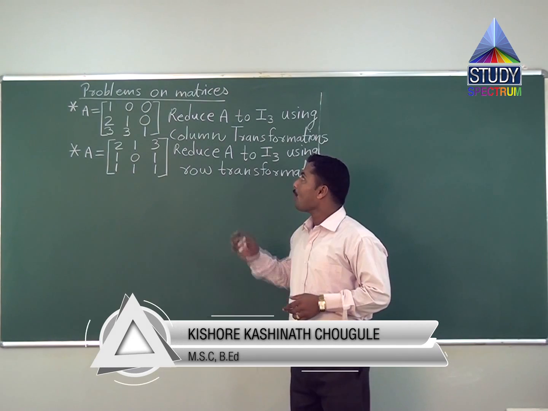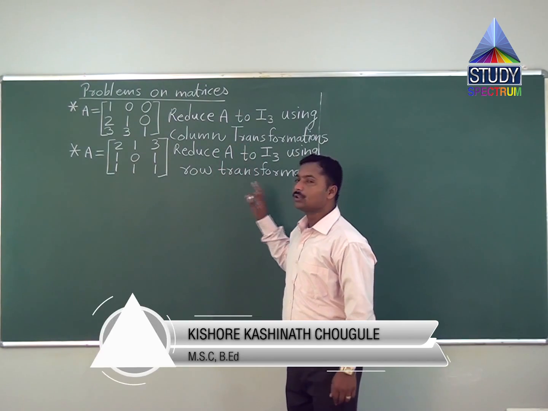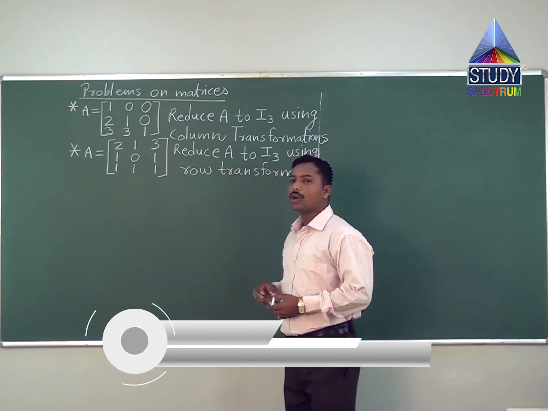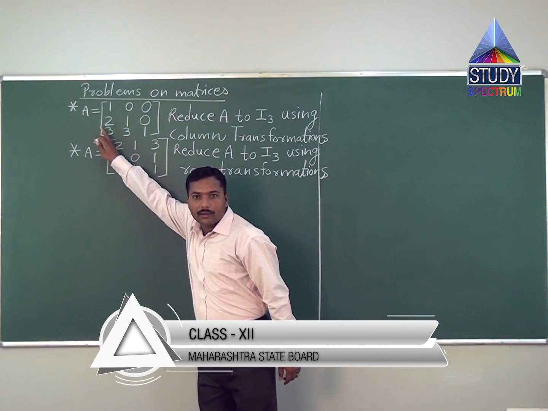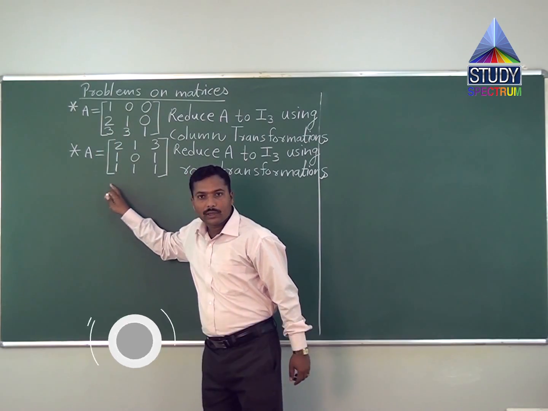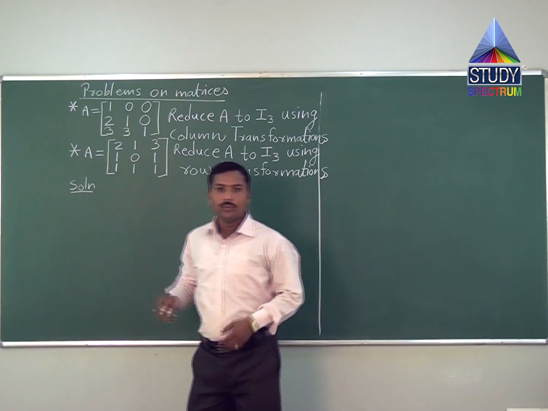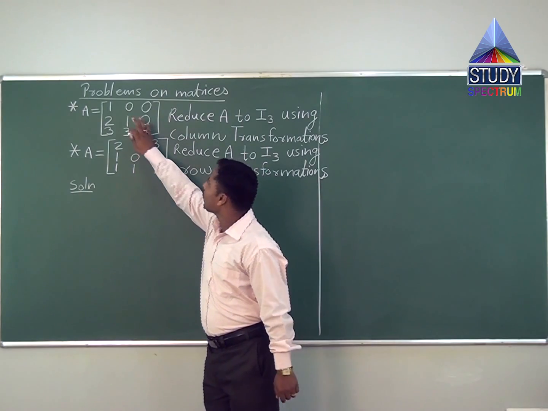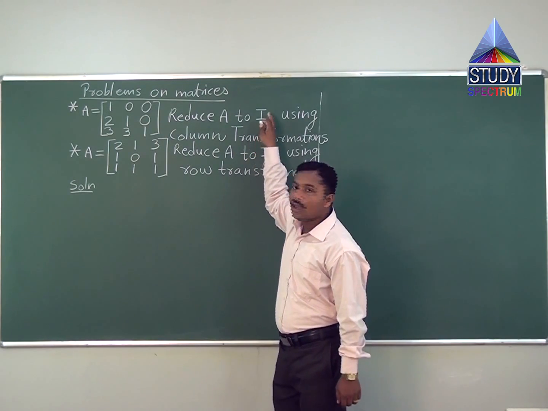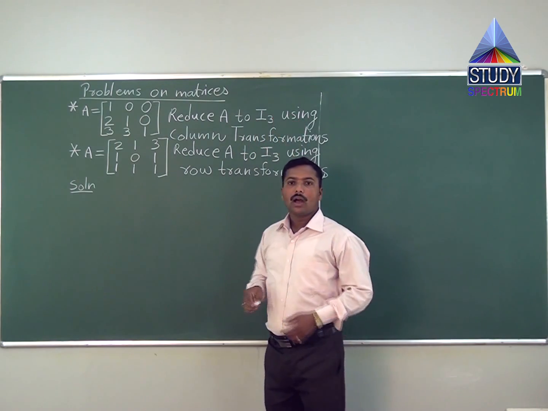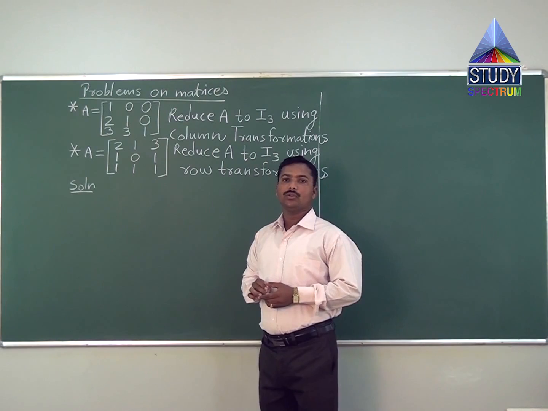Today we will discuss the problems on matrices. Here we have discussed two problems on column transformations and row transformations. We take matrix A here, and also matrix A there, and we discuss the solution. A is given; reduce this matrix A to I3, where I3 means the identity matrix of order 3, using column transformation.